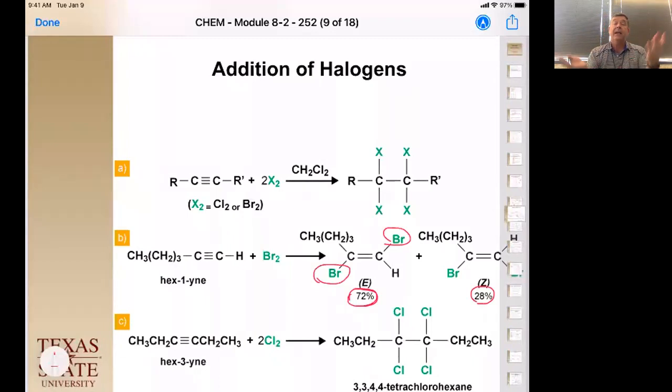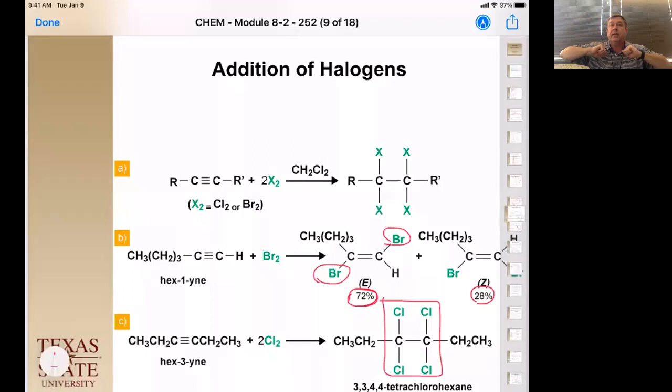However, if you add a second equivalent of your halogen to it, stereochemistry doesn't matter, because you end up with two sets of geminal halogens on adjacent carbons. So we end up with basically the tetrahalo compound. We're adding chlorine across the first double bond, chlorine across the second double bond, and you're done.